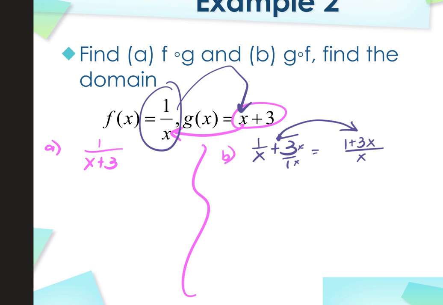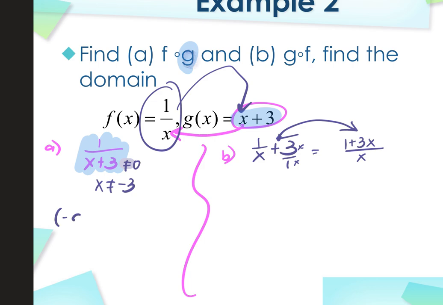Now you got to check your domain restriction. So on A, the first one I'm going to check is the function that comes second, or on the right-hand side, which is g. So if I go to g of x, is there a domain restriction? No. Now I have to check my new composite function. Is there a restriction on 1 over x plus 3? Yes. What is it? X cannot equal negative 3 because my bottom can't be 0.